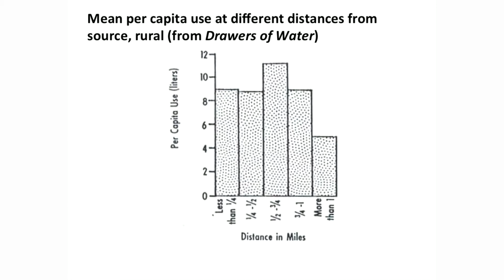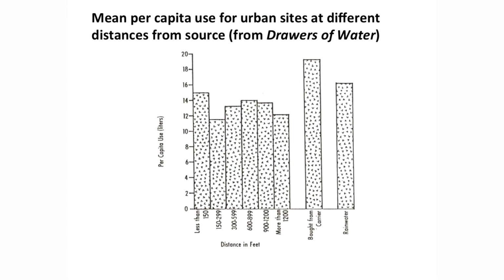This makes sense in terms of trips per day. As distance increases beyond a certain point, it is physically not possible for one person to make more than one trip per day. Note how low per capita water use is for households with a water source more than 1 mile from their home, about 5 litres per capita per day.